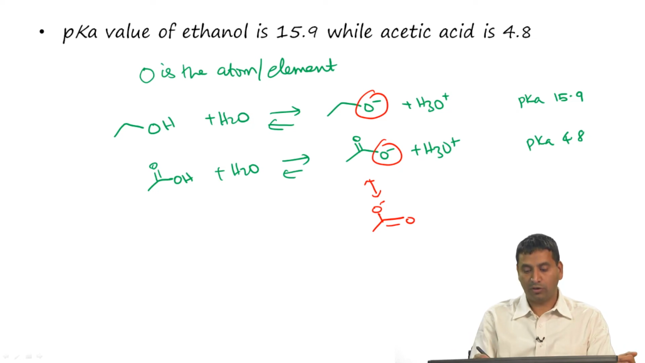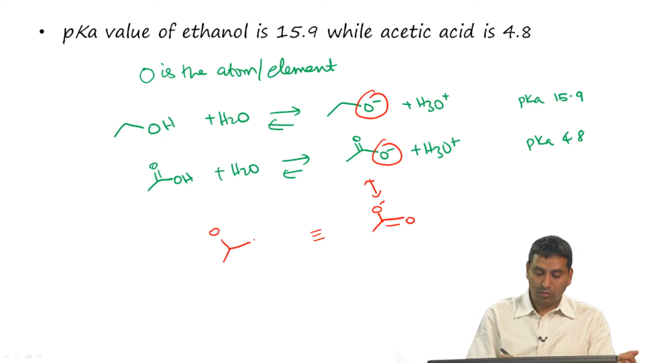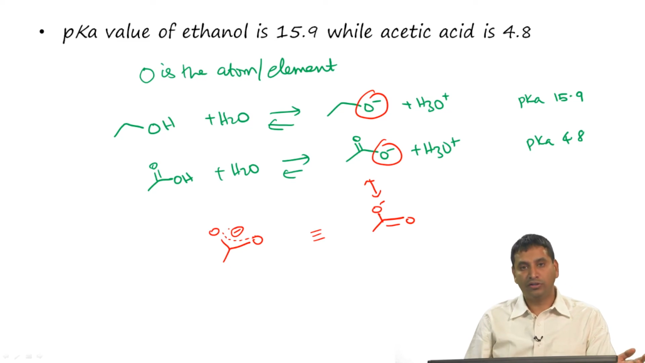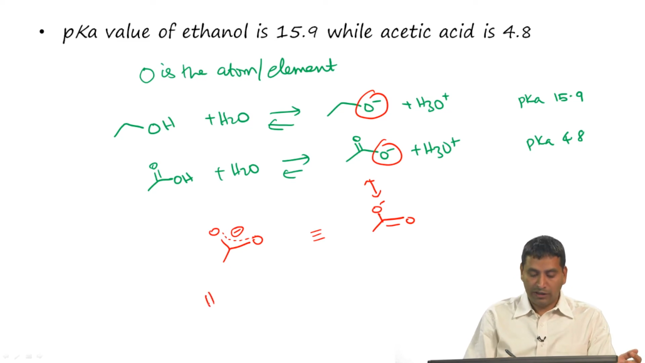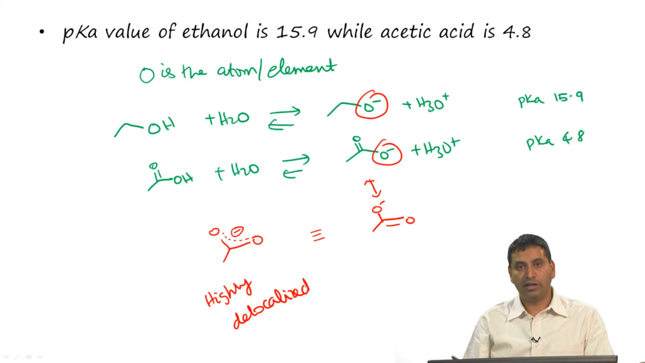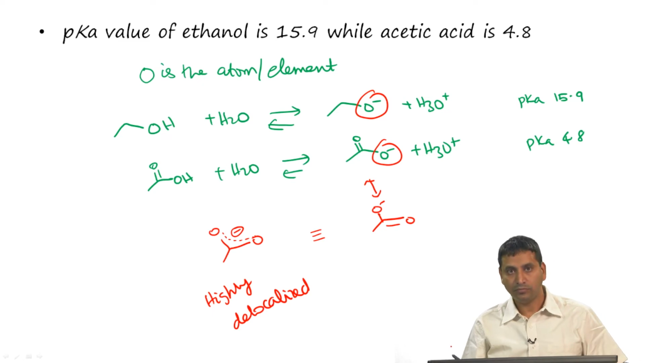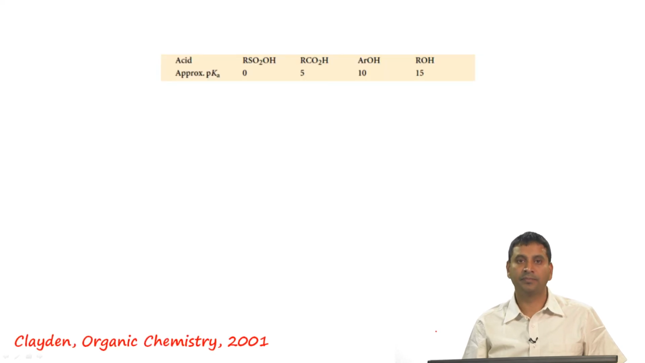As a resonance form, you can draw this, and therefore, this is nothing but the resonance hybrid O-O minus. So, this negative charge is highly delocalized when compared with ethoxide, and therefore, one can understand why this acetate is so stable and the acid is such a good acid. This is quite similar to the example of perchlorate that we looked at in the previous case.